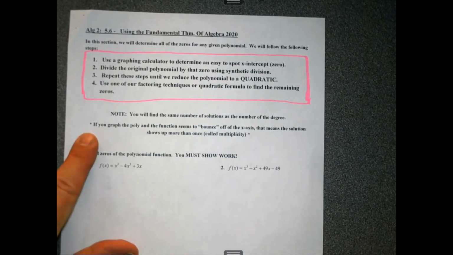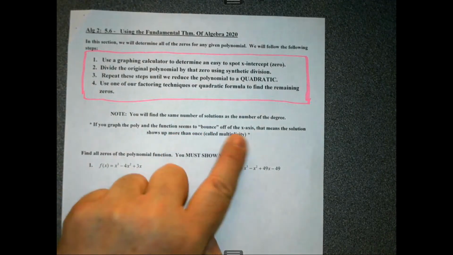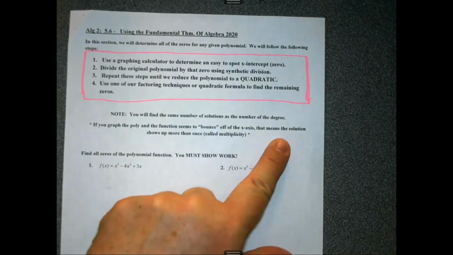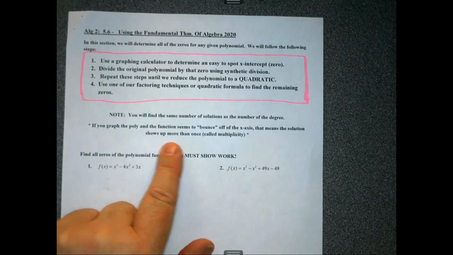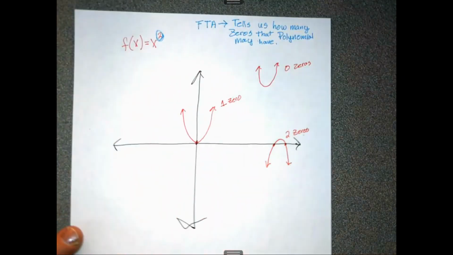Okay, this other note. If you graph a polynomial and the function seems to bounce off the x-axis, that means the solution shows up more than once, called multiplicity. And let me see if I can draw an example of that, what we mean by that.